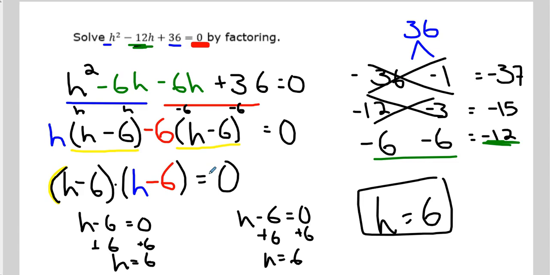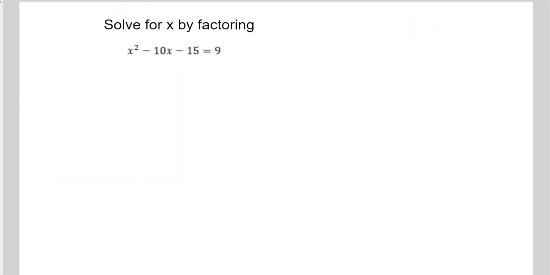Okay. All we're doing here is factoring. If you prefer the box method, use the box method here. Some people call it the Berry method, but I call it factoring by grouping. I prefer to factor by grouping. But if you do prefer the box method, use the box method. Okay? Let's try another one.